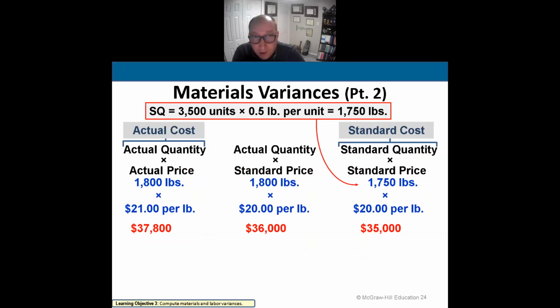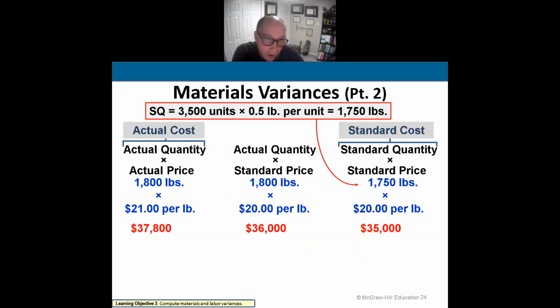Purchased 3,500 pounds. It takes me half a pound per golf club. That's 1,750 pounds. I normally pay, standard price, $20 per pound. So my standard cost should have been $35,000. Great. What actually happened?